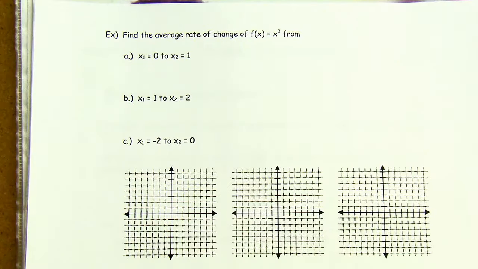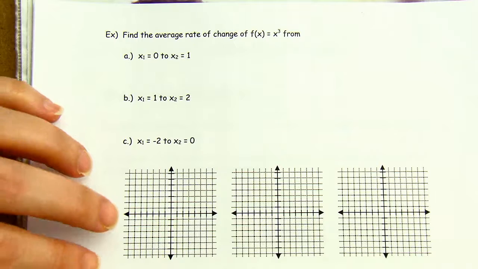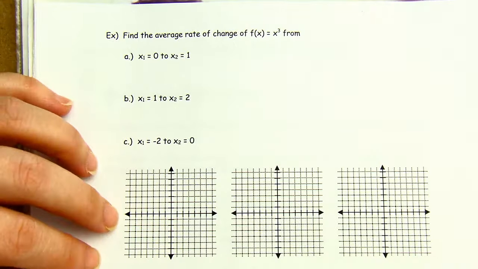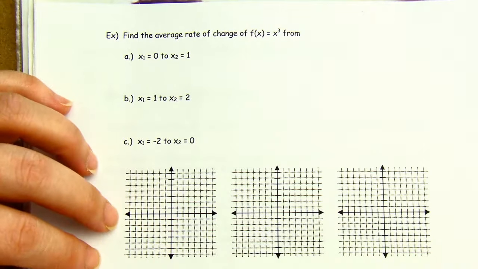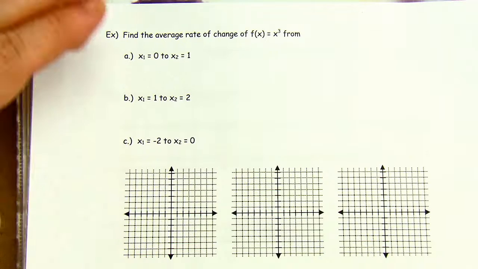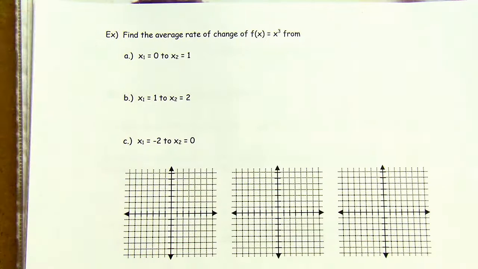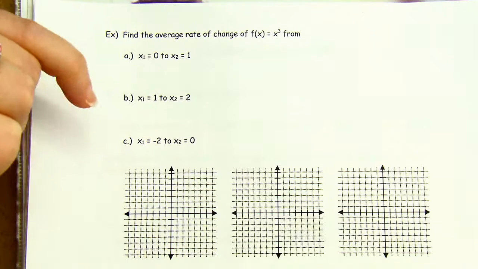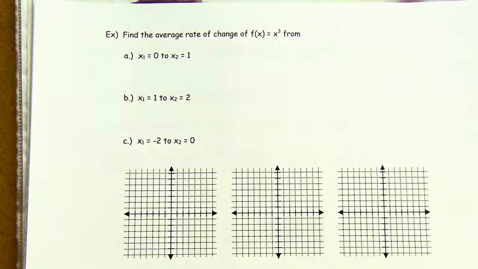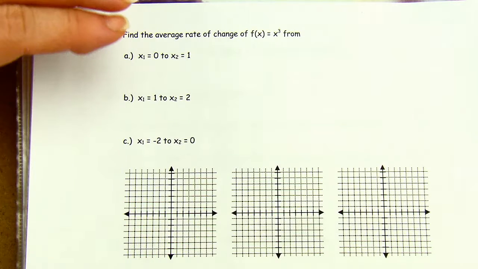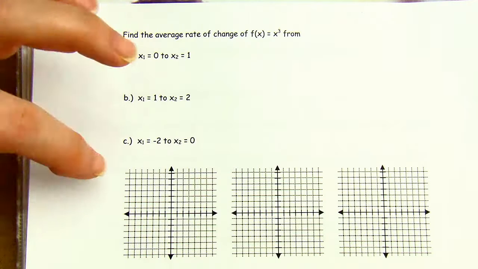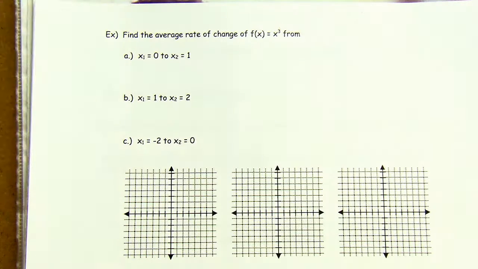All right, here's what we're going to do with this. Find the average rate of change of f of x equals x cubed in 3 parts: from 0 to 1, from 1 to 2, and from -2 to 0. We're actually going to do this algebraically, and then we're going to look at it graphically and compare our results.